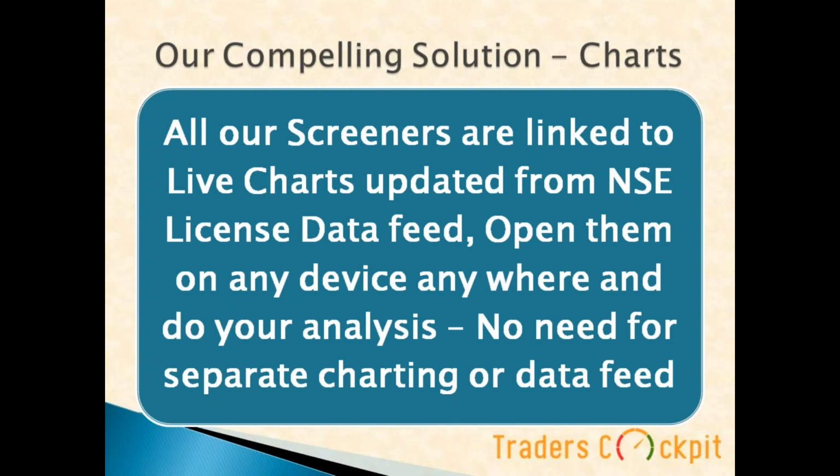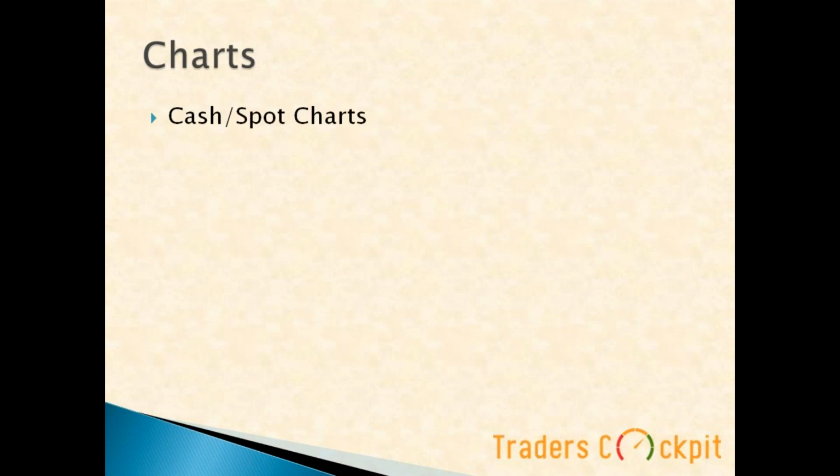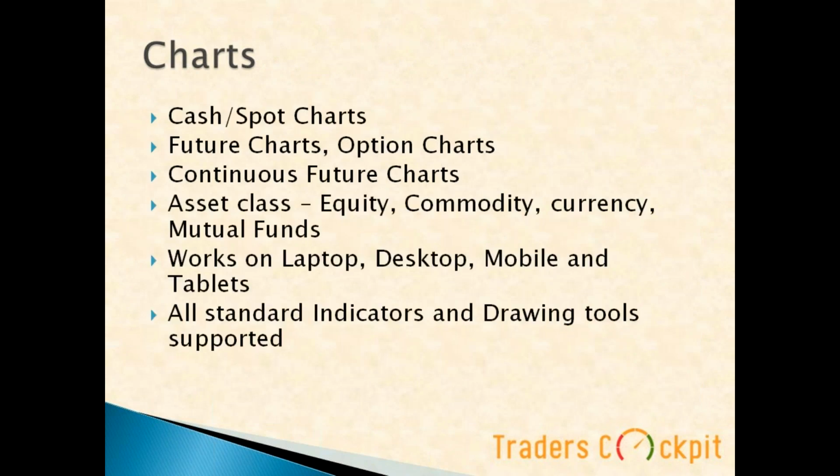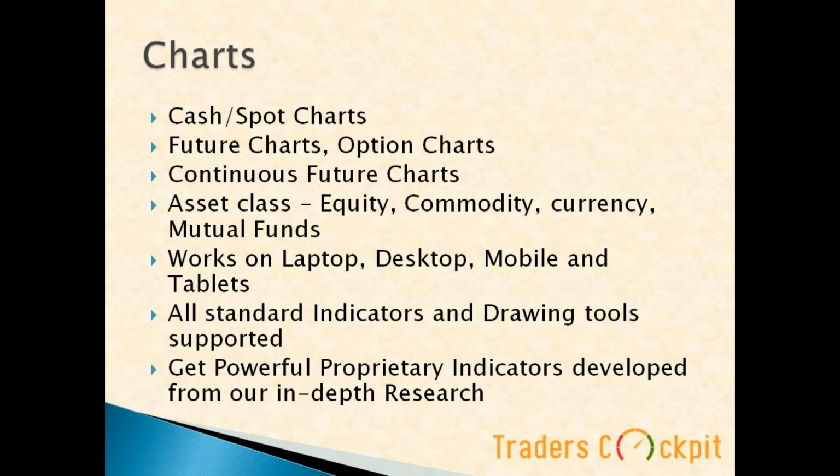You can open that interactive chart on any device, and you can do anything. You don't require a separate charting data feed. These are cash chart, spot chart, future chart, option chart, continuous, which are different asset classes, and it works on everything. There are also proprietary indicators which we have developed. You can take help of our team and they will show you the different proprietary indicators on the chart, which automatically tell you where support and resistance is, what the trend is, all that is available in that.